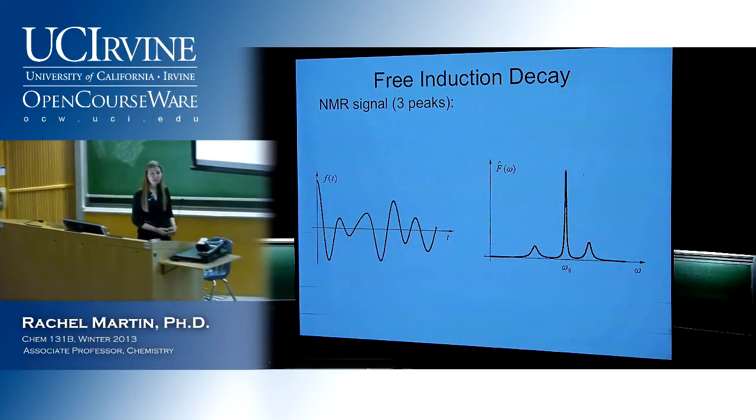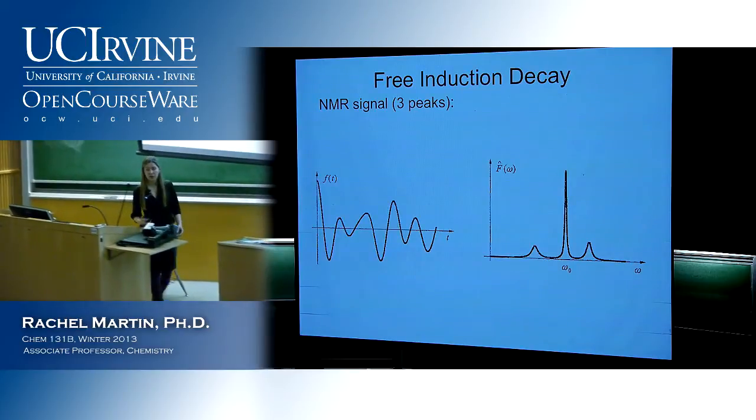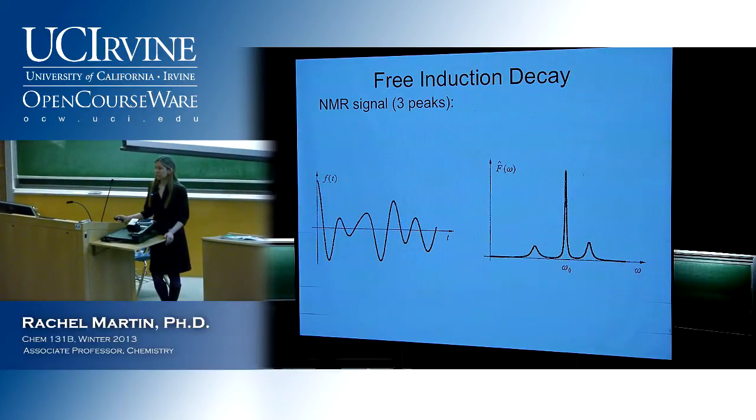Okay, so what I'm going to do now is back up and talk about the physical basis of NMR and how that works, now that we've talked about the Fourier transform and how we process the signals. We're going to be coming back to this a little bit later. I just wanted to introduce it. Does anybody have any questions about this part before we go on?